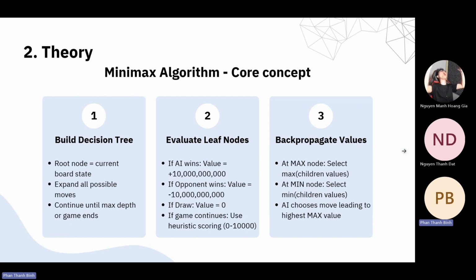This brings us to our core algorithm, Minimax. The concept is to build a decision tree. The root is the current board. The AI is the max player. It wants to maximize the score, and the opponent is the min player. We assume they play perfectly to minimize our score. The algorithm goes down to the leaf nodes. If the AI wins, we give it a huge positive score, about plus 10 billion. And if the opponent wins, a huge negative score. We then backpropagate these values up the tree to choose the best move.